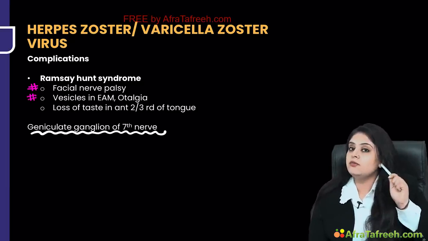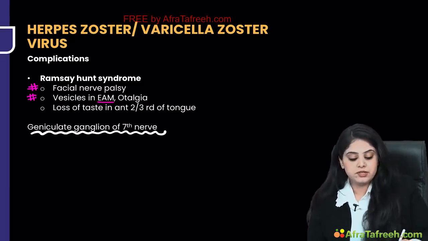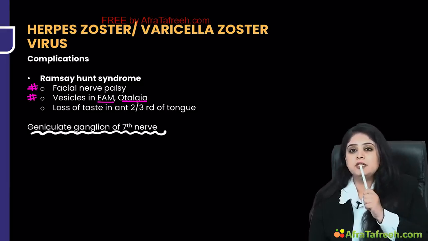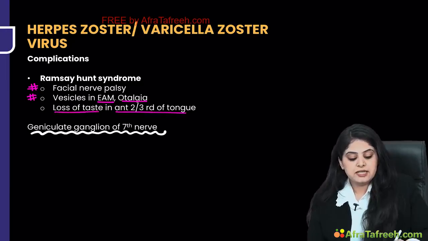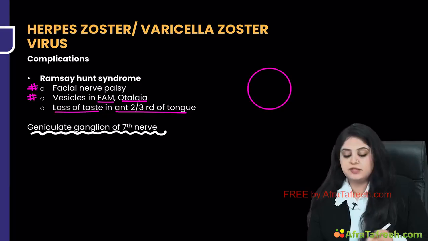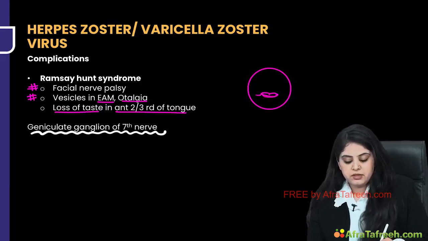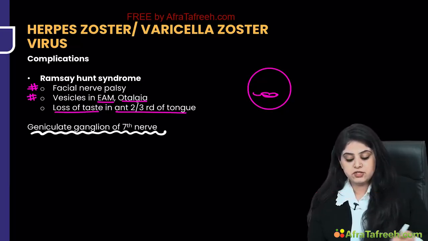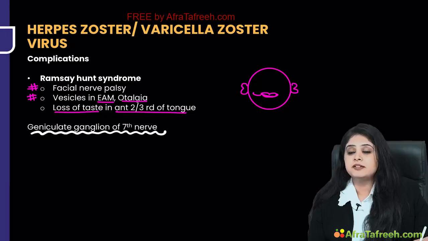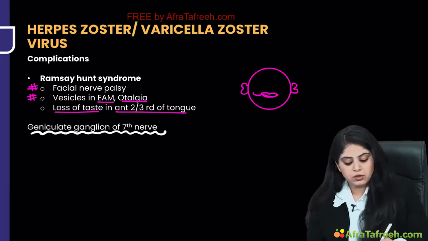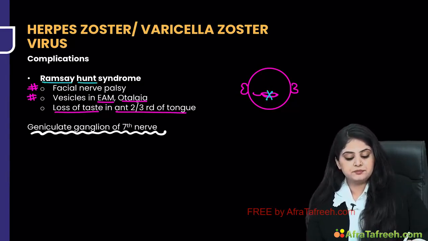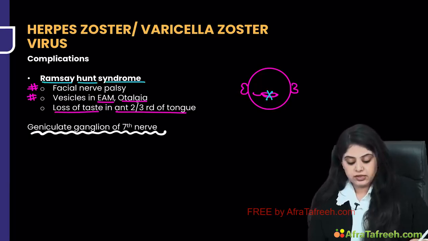I can see some ear involvement. There are vesicles in the external auditory meatus along with ear pain, otalgia. And then I can see a problem in the tongue, or I can see a loss of taste in the anterior 2/3 of the tongue. So repeating once again, whenever you're dealing with a case of Ramsay-Hunt syndrome, number one, there will be a problem in the facial nerve. Maybe there's a deviation of the face. Then you can see some external auditory meatus having some vesicles, some earache, and you can see loss of sensation in the anterior 2/3 of the tongue as well. That is Ramsay-Hunt syndrome.